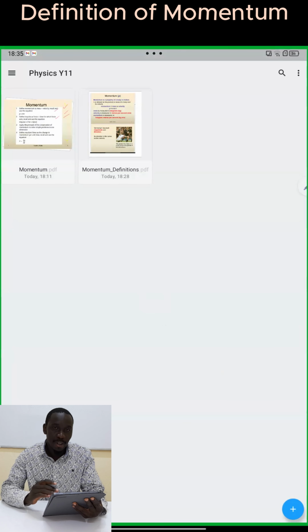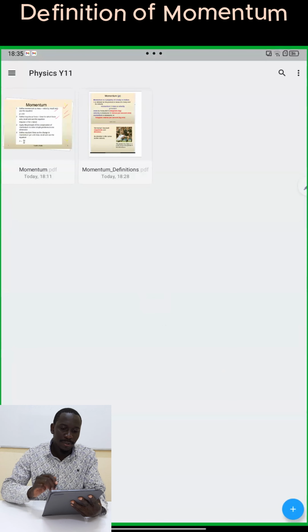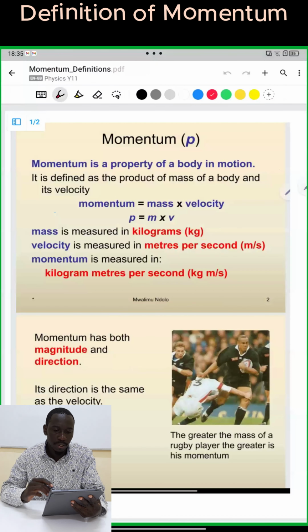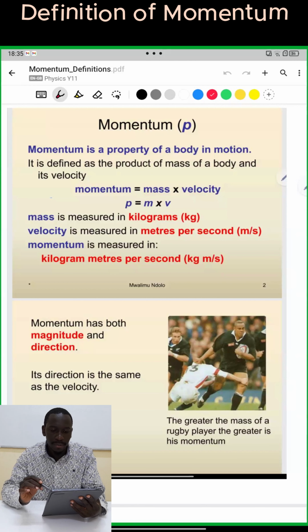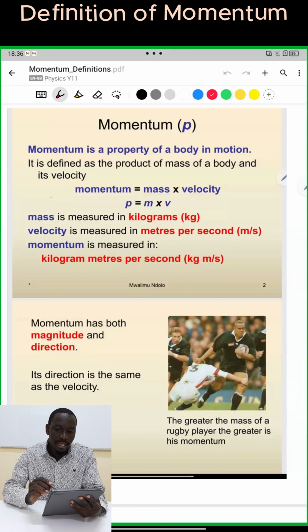So we've done this topic, momentum, before as a lesson. Today I want us to go through some questions to help you understand the definition of momentum. So let's start. I have some questions here, but before we look at them, just a reminder: momentum is a property of a body in motion, and we define it as the product of the mass of a body and its velocity, as you can see. So momentum is defined as mass times velocity.